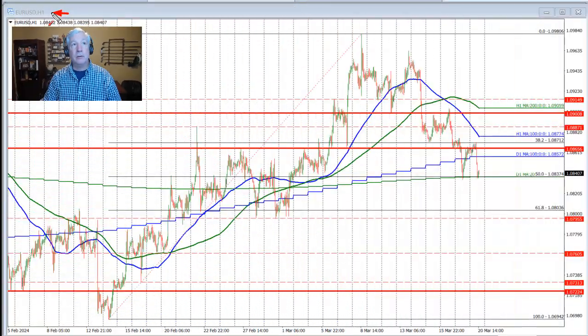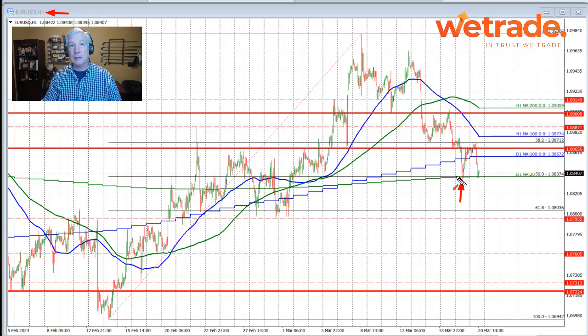So let's get started. Looking at the euro versus US dollar, the price yesterday came down and tested this green line right here, also the 50% midpoint of the move up from this low to this high right here. Those two levels came in at 1.08374, and as you can see, the low price fell a little bit below that level, maybe about 3, 4, or 5 pips before rotating back to the upside.